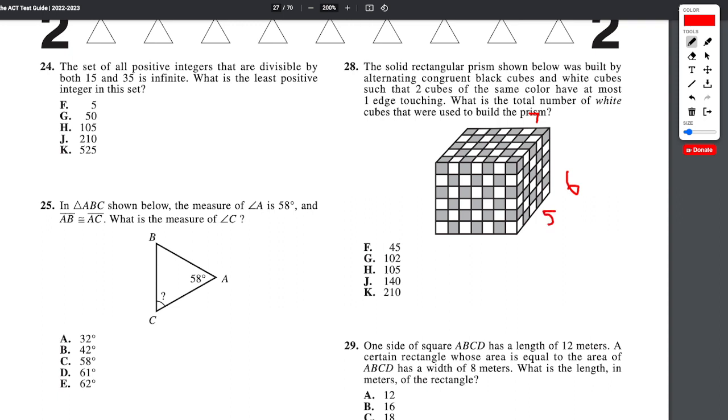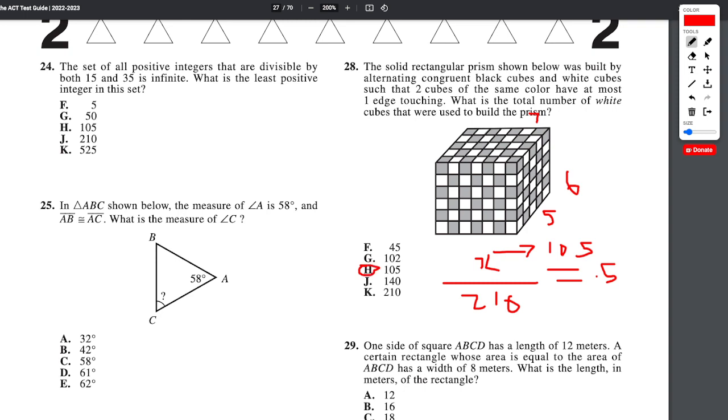So what is that? 210. And we know that x out of 210 is 0.5, is half of that, because each half is one color. You divide that by 2, so x is 105. And actually the number of white cubes that there are is H.